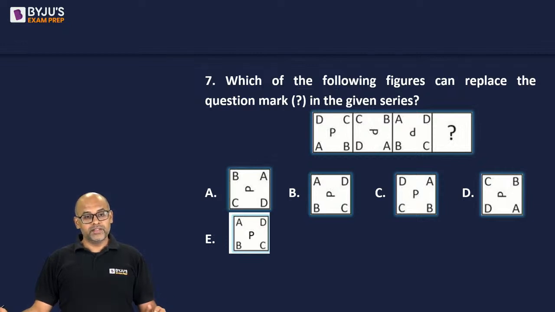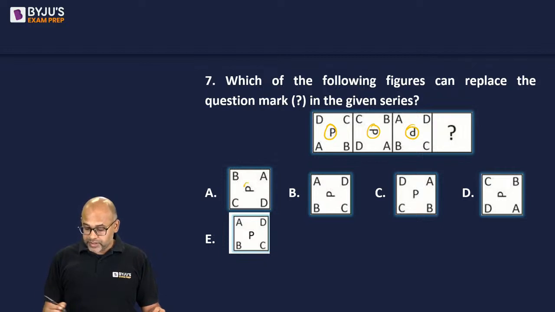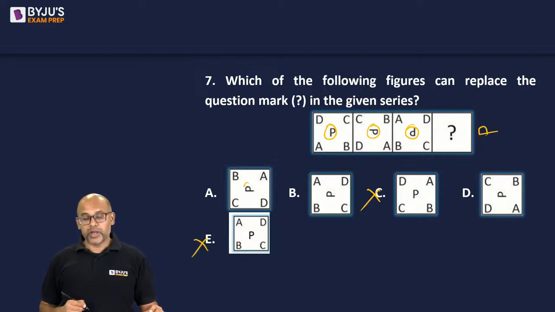This is an easy one. First hint is the rotation of P. It is 90 degrees to the right, then 90 degrees to the bottom, then 90 degrees. So this will be the 90 degrees. It's supposed to be like this. So you will have this ruled out and E ruled out.